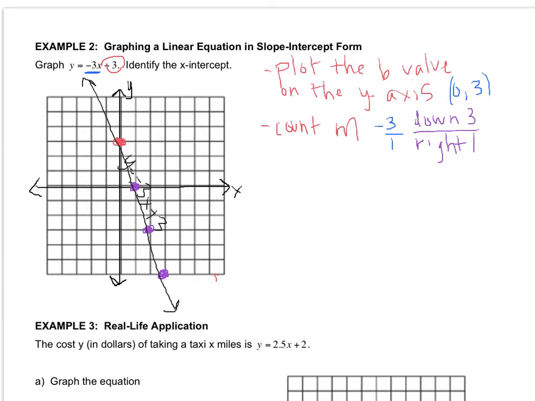The very last thing that we have to do for the directions is to identify the x-intercept. So the x-intercept is where it crosses the x-axis, just like the y-intercept is where it crosses the y-axis. So we're going to look on the x-axis and see where our line is crossing. And it's crossing right here. So what are the coordinates of this point right here? That's the point 1, 0.